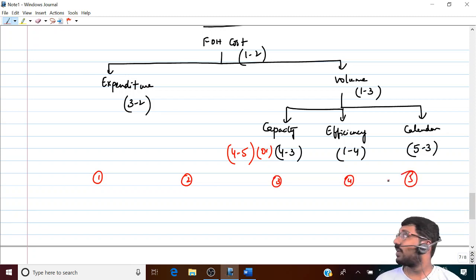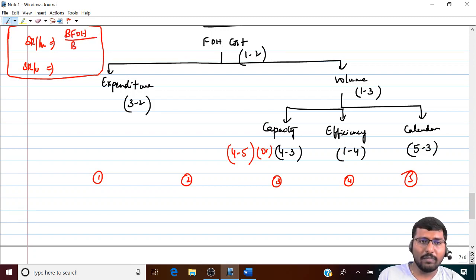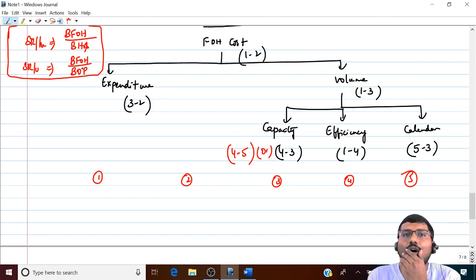Now, as usual, before we get to the formulas, I already told you one thing is mandatory. What is that one thing? SR per hour, SR per unit. So what is standard rate per hour? Budgeted fixed overheads divided by budgeted hours. What is standard rate per unit? Budgeted fixed overheads divided by budgeted output. Are you able to get me?